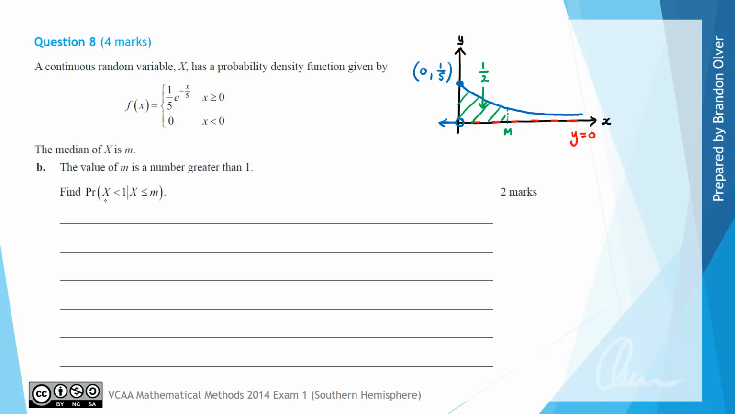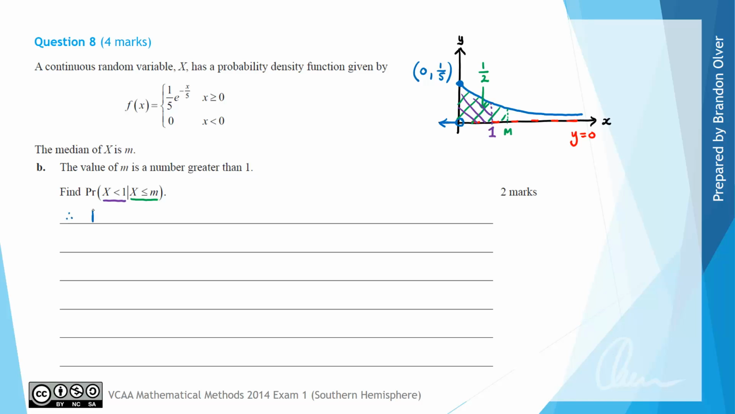So if x is less than 1, if we do that in purple, we knew that m was greater than 1, so 1 must be some number less than m, and we're now interested in the area between 0 and 1, which is now shaded in purple. We're going to find the probability that x is less than 1, given that x is less than or equal to m, which was already the area shaded in green in our diagram. So even though the diagram wasn't particularly necessary for part A, it's now quite useful for part B.